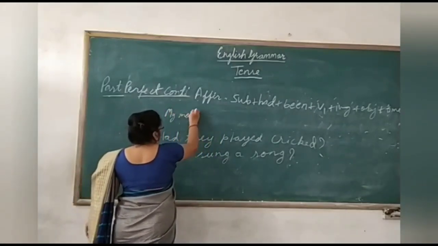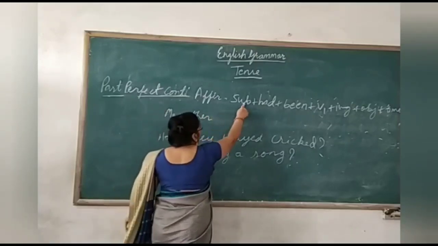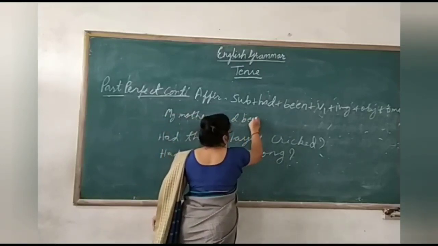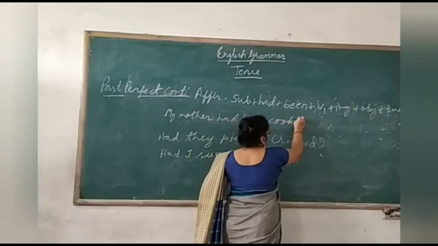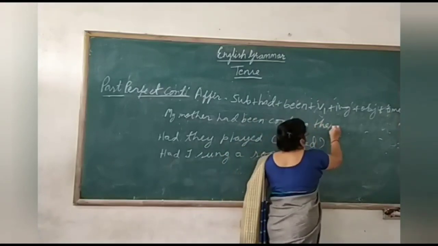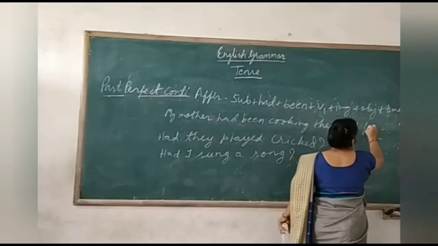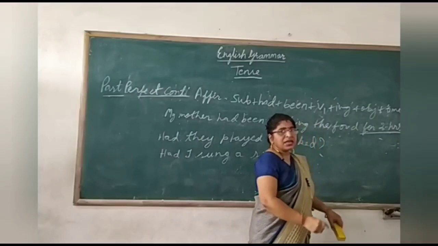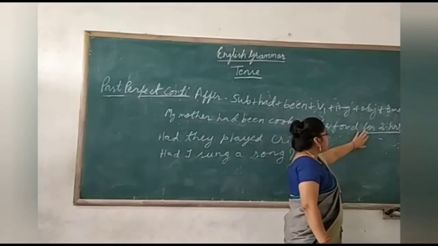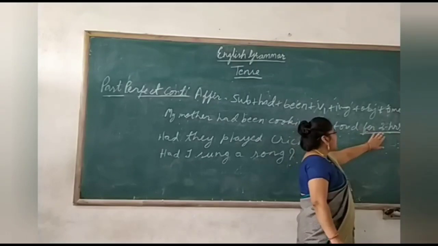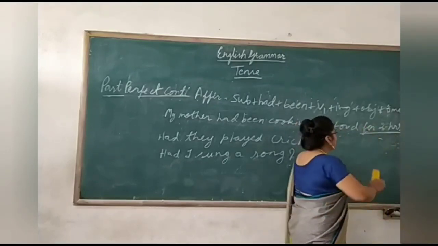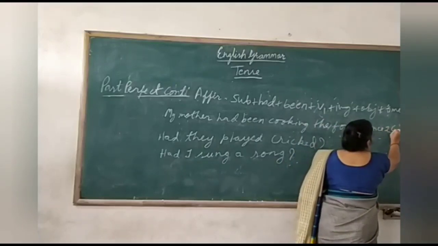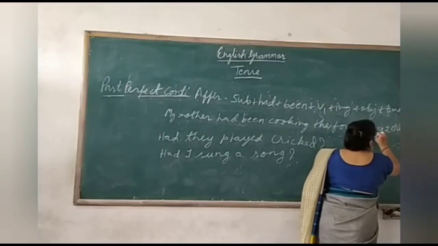My mother. Clear? Subject is my mother. Then had is there, put had. Had, then been. Then cooking the food for 2 hours. Here we have mentioned the time also. Clear? If we are mentioning for, that means the time is not fixed. In case of for, if we write here since, this indicates that time is fixed, 2 o'clock.